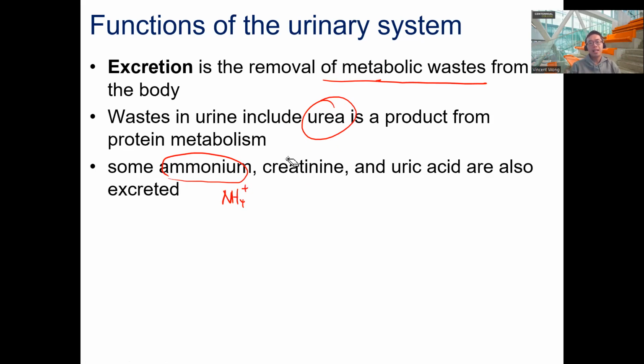There is also creatinine, which is a waste product from muscle metabolism, and uric acid. All these are considered metabolic wastes, and we don't want them to build up. In addition, there are also sodium, potassium, and various kinds of electrolytes that we want to get rid of if there is too much in the body. And so that's the function of the urinary system, to do excretion.